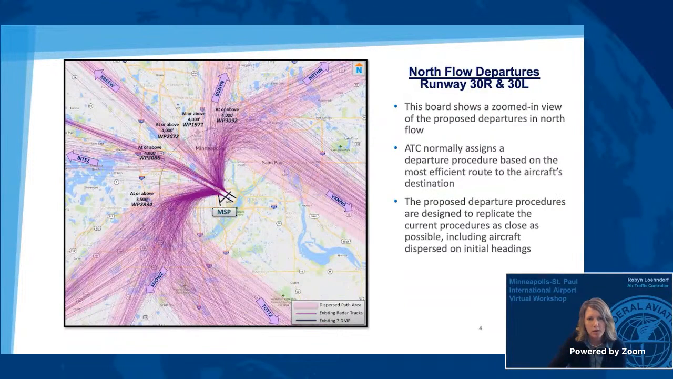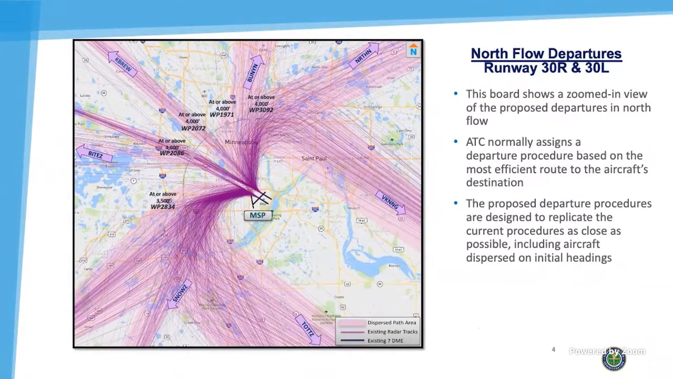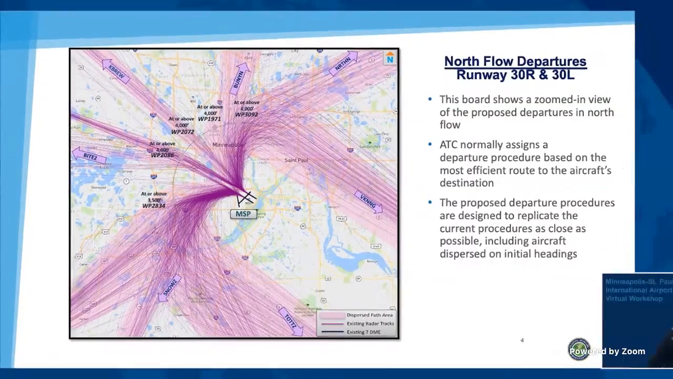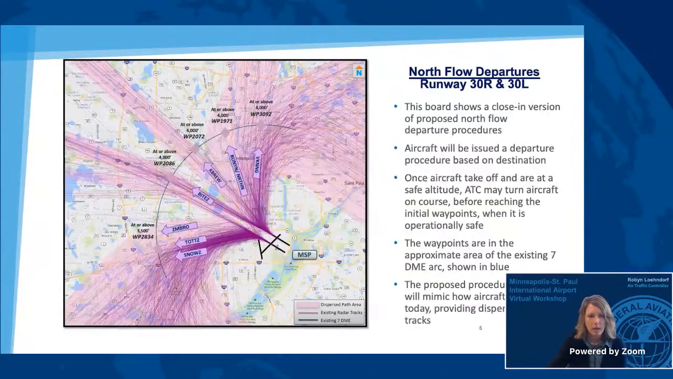This board shows a more zoomed-in view of the existing flight tracks and proposed departure procedures. These are the same flight tracks and proposed procedures as the previous board, but zoomed in on the Minneapolis-St. Paul area. Air traffic normally assigns a departure procedure based on the most efficient route to the aircraft's destination. The proposed departure procedures are designed to replicate the current procedures as close as possible, including aircraft dispersed on initial headings. This board shows a close-in version of proposed north flow departure procedures and flight tracks.